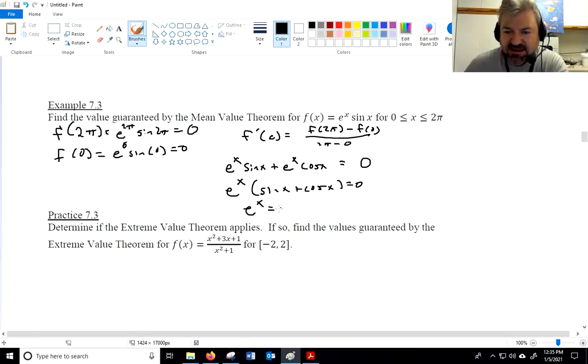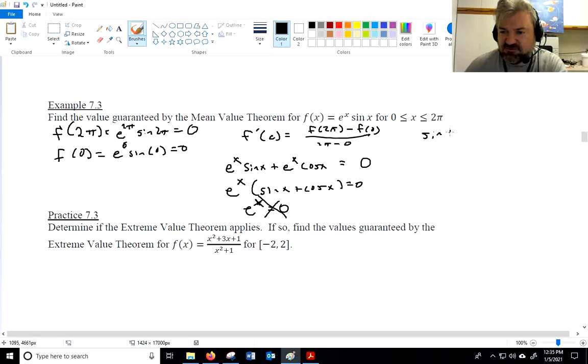E to the x can never equal 0. Nothing to a power equals 0, right? Except, any non-zero, 0 to the third, I guess, is 0. But you know what I mean? No non-zero number to any power is equal to 0. E to the 0 is 1. Don't forget that. So, yeah, that does not happen. Okay? You could try to take the log of both sides, but the log of 0 is undefined.